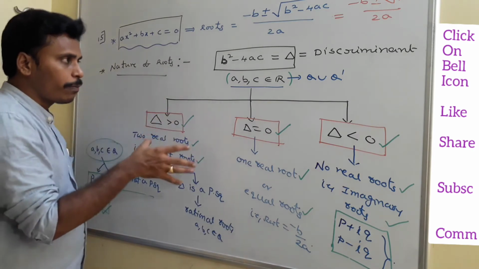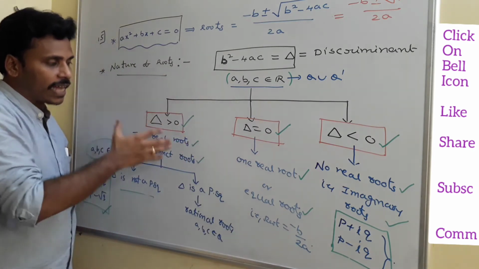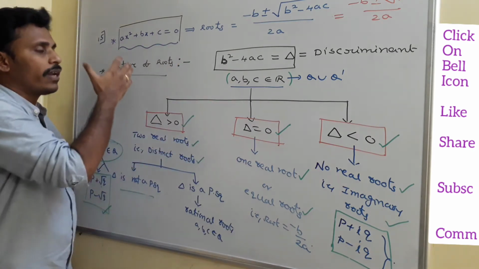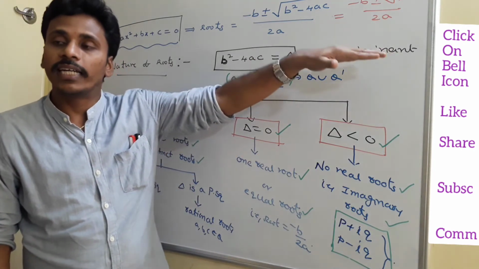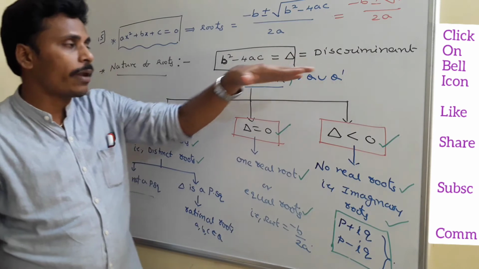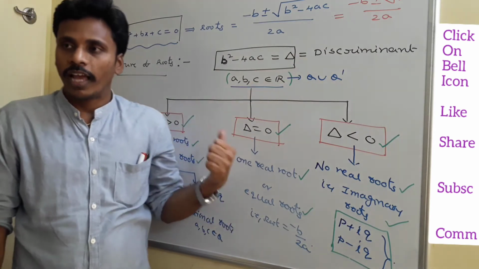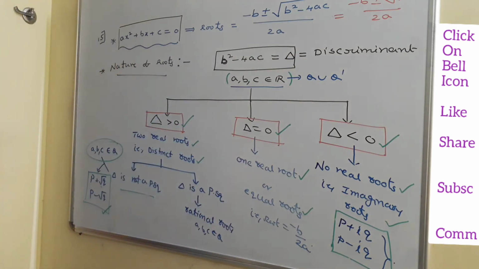Have a look at the total picture. This classification will decide the nature of the roots depending upon the discriminant value, and the discriminant value here is b square minus 4ac. Right? Have a look at this. Go with the screenshot.